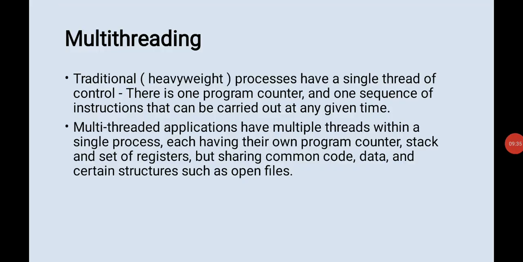Okay, next we come to multi-threading. Traditional heavyweight processes have a single thread of control. There is one program counter and one sequence of instructions that can be carried out at any given time. Multi-threaded applications have multiple threads within a single process, each having their own program counter, own stack, and own set of registers, but sharing common code, data, and certain structures such as open files. This we discussed earlier also, no? The very first slide that we were discussing, process and thread.